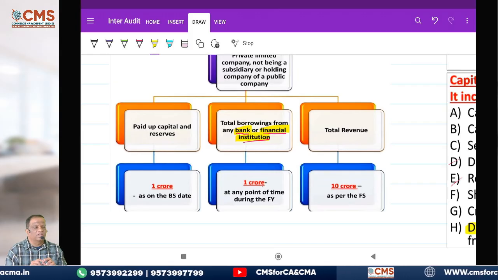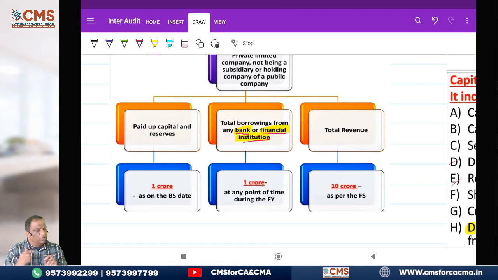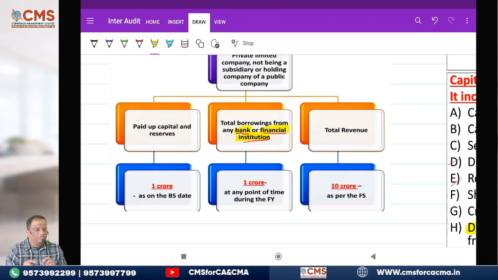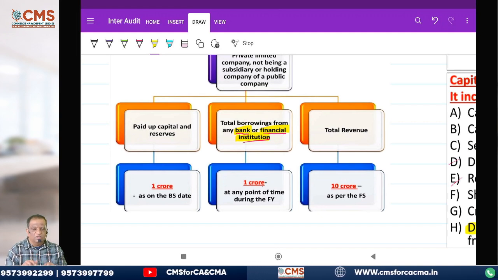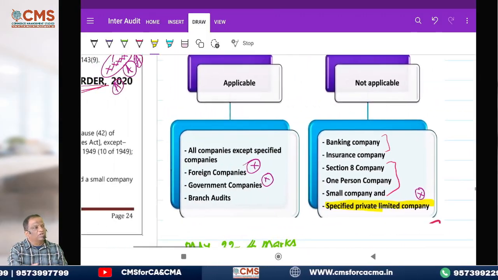Is it that any one condition is enough? No, all conditions are to be satisfied to claim exemption. That is, even if they fail to satisfy one condition, CARO becomes applicable. So this is basically on the applicability of CARO.